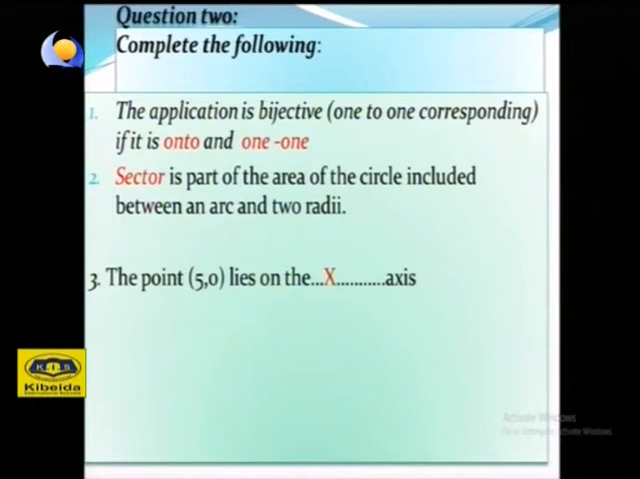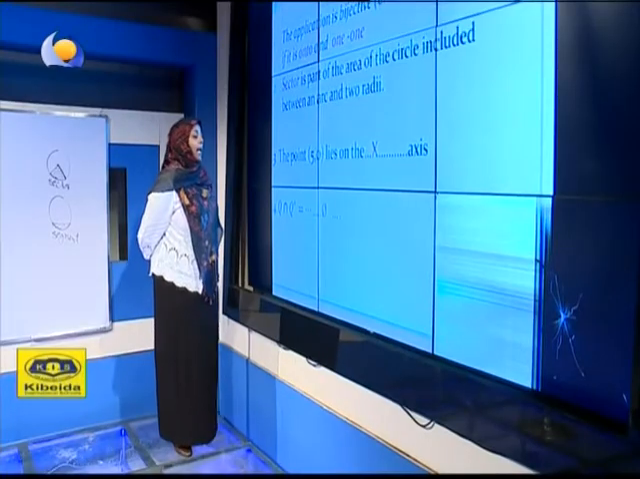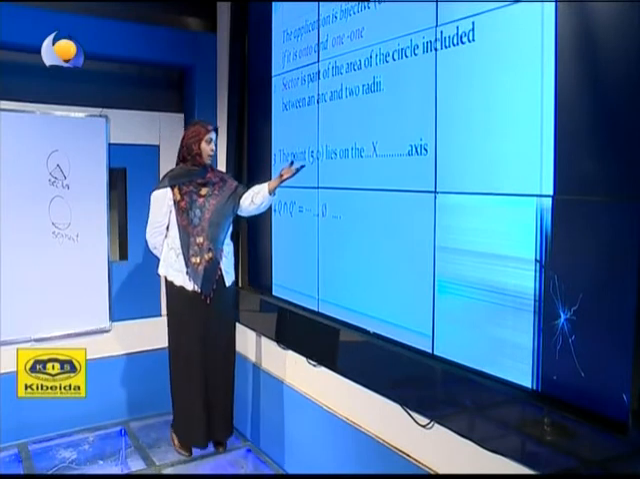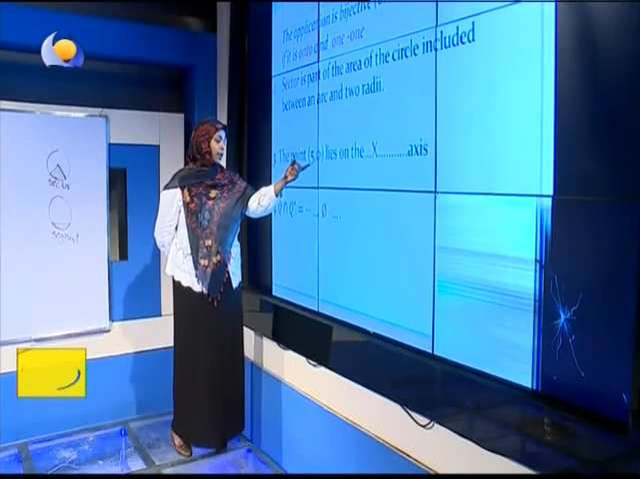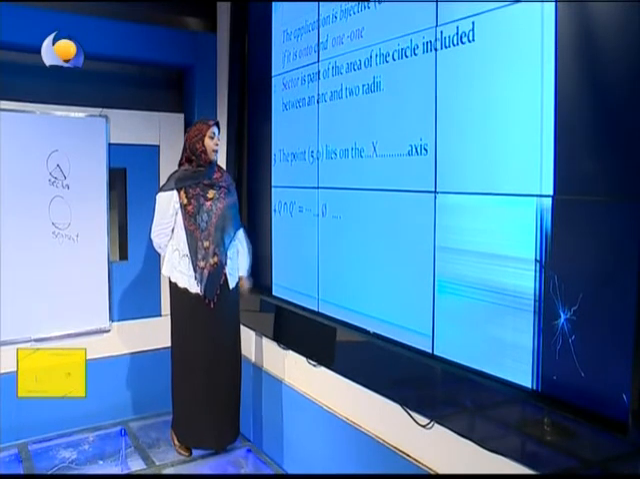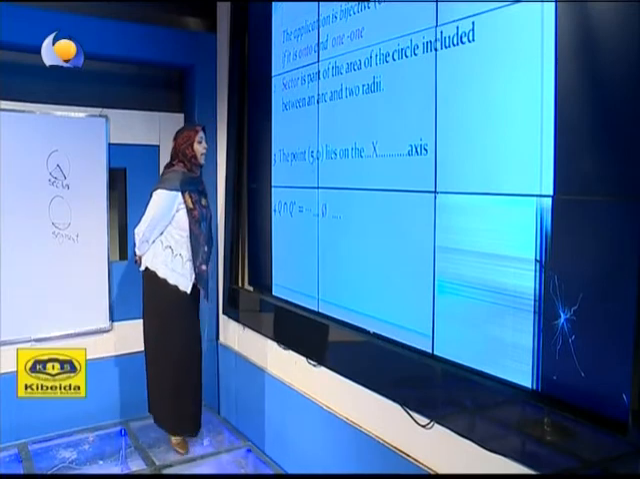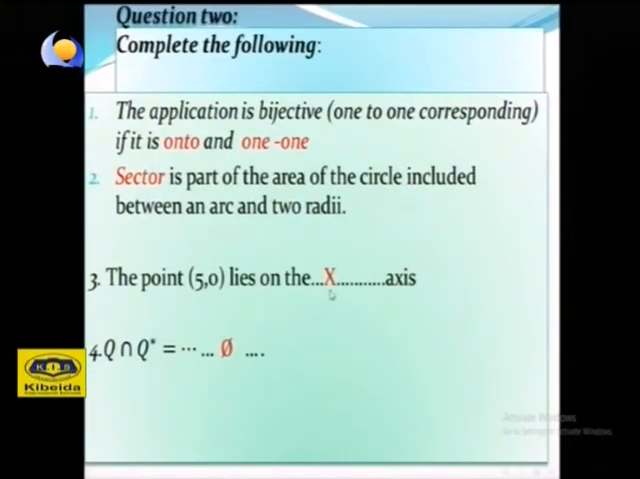Number 3, the point 5 and 0 lies on the x-axis. We all know that if the y-coordinate is equal to 0, then the point lies on the x-axis. And if the x-coordinate is equal to 0, then the point definitely lies on the y-axis.